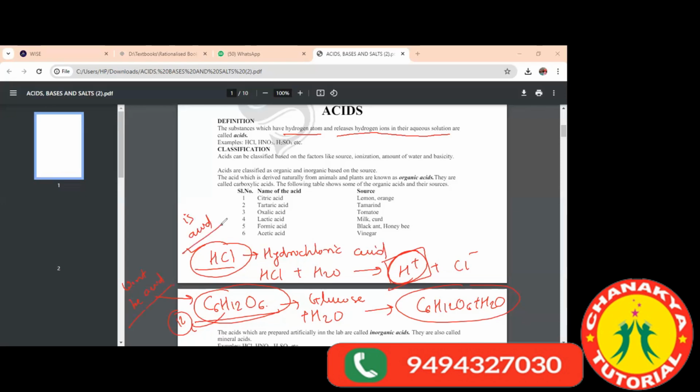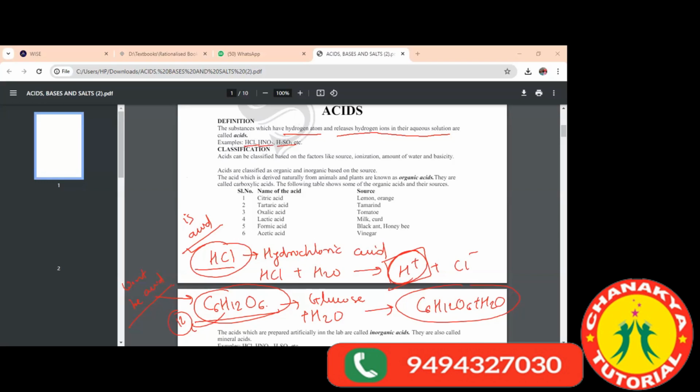Understand the basic difference between acid and non-acid. Acid and non-acid both can have a hydrogen atom in their compound. But acid is the substance which has hydrogen atom in itself, and can release it as H plus ion or hydrogen ion. If it won't release H plus ion in its aqueous solution, then that substance cannot be called an acid. Understood? So the examples are HCl, HNO3, H2SO4. These are the acids which can release the H plus ions in aqueous solution, and hence these are acidic solutions. Whereas glucose is a non-acidic solution.